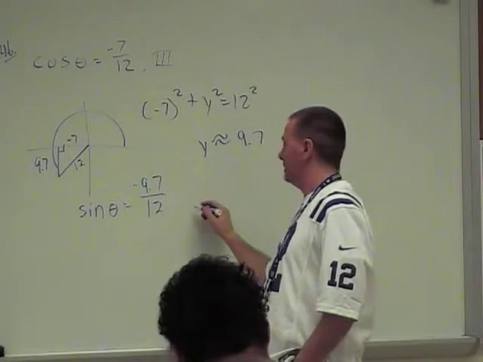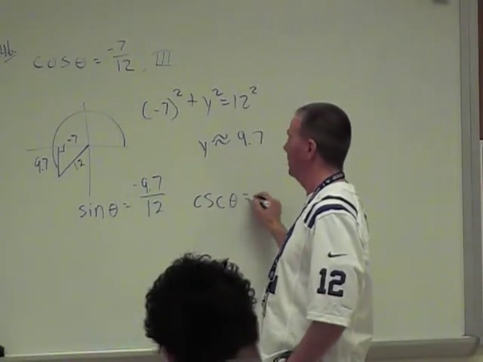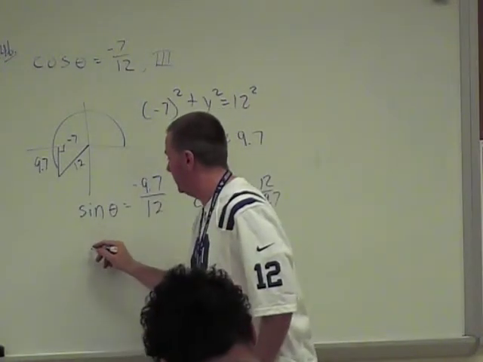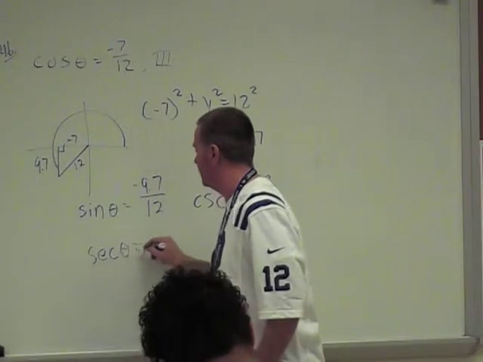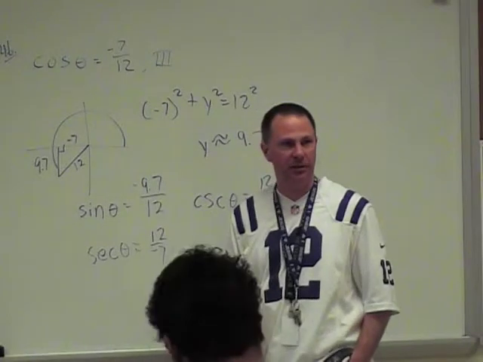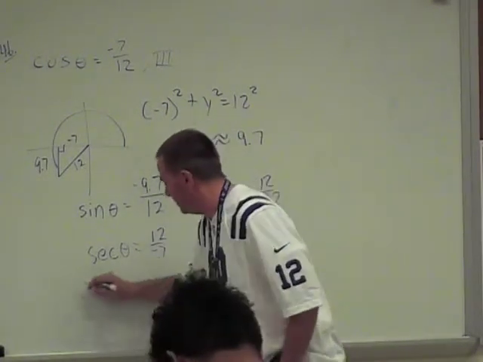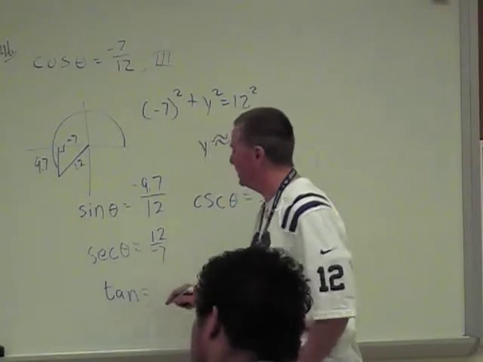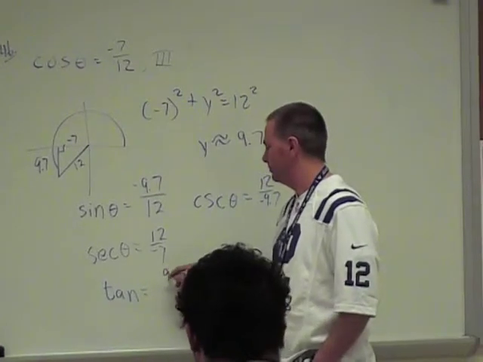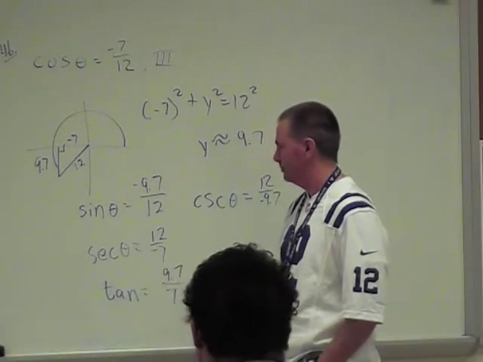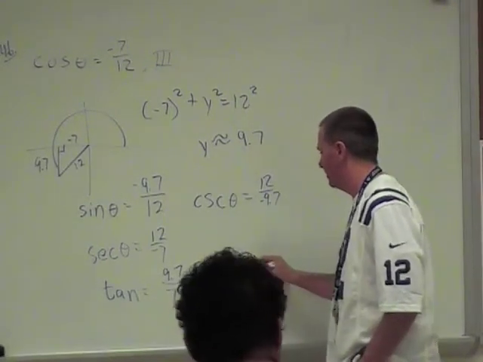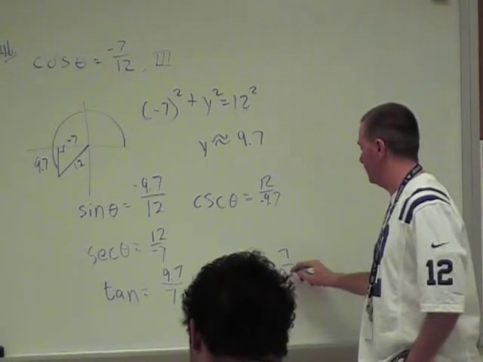So then it ought to be easy to tell me what the cosecant is. 12 over negative 9.7. Excellent. What about, we did cosine, so what's the secant? That should have been the easiest one. 12 over negative 7. See how easy this is at this point? Alright, and the tangent? What's the tangent? Negative over negative is positive, 9.7 over 7. Yep. And the cotangent? 7 over 9.7. Okay.